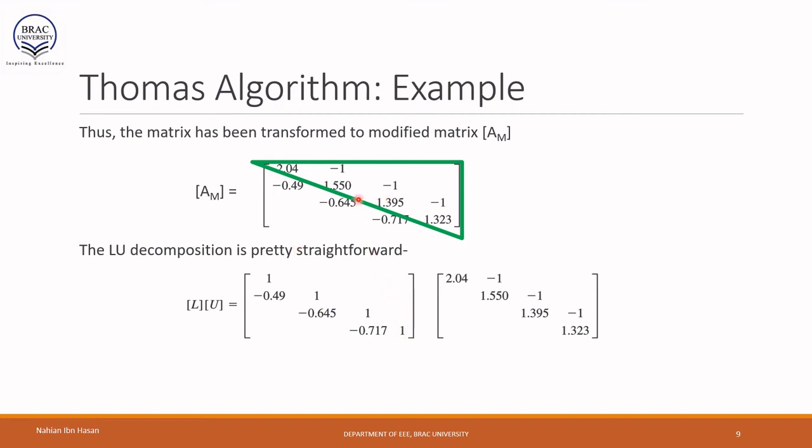So just using visual inspection, we can easily determine the lower triangular matrix and the upper triangular matrix. So if we multiply those two matrices, we can easily get back to the modified matrix. That means the original matrix here.